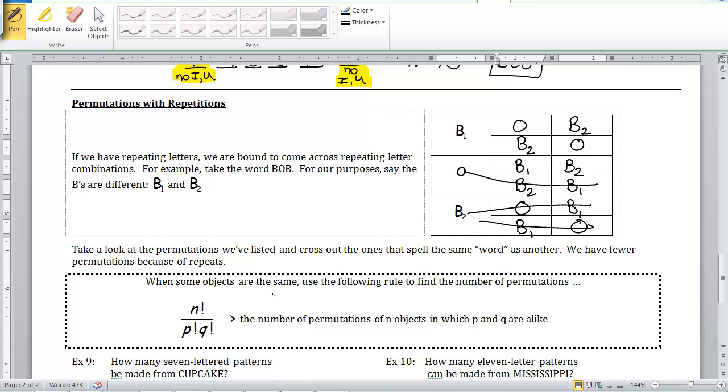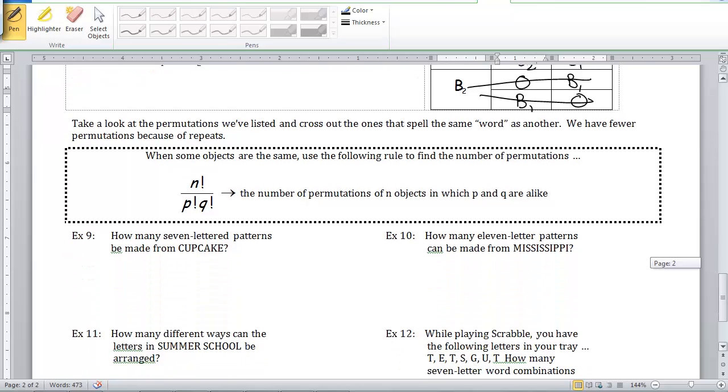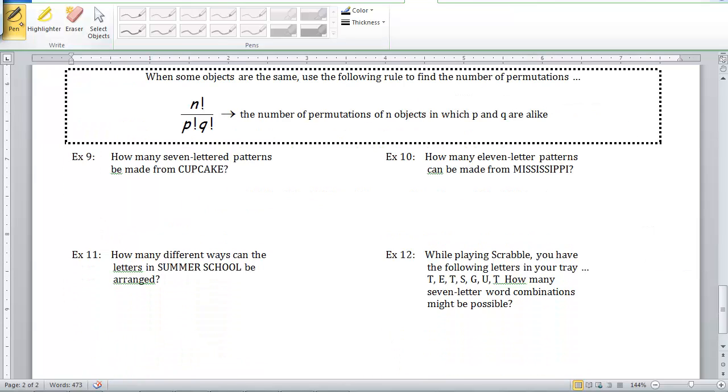So if you have some objects that are the same, you have to use the following rule. The number of permutations of n objects in which P and Q are alike. Here's what we mean by that. In example 9, we want to know how many 7-letter patterns could be made from the word cupcake. In the numerator, n represents, remember, the total number of objects. And so this word cupcake has 7 letters.